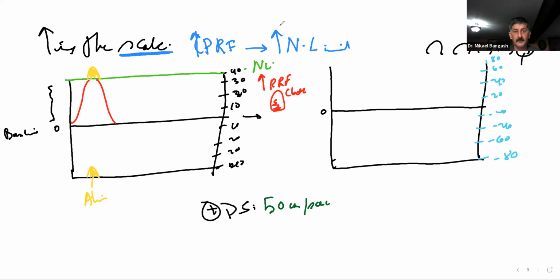Now your velocity of the blood has not changed. It is still 50 centimeters per second, positive Doppler shift. So what happened? That graph was first of all so big that it would not fit within the frame, and we had aliasing, which I showed on the negative side.